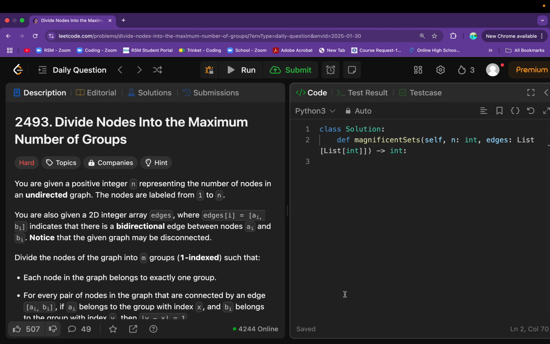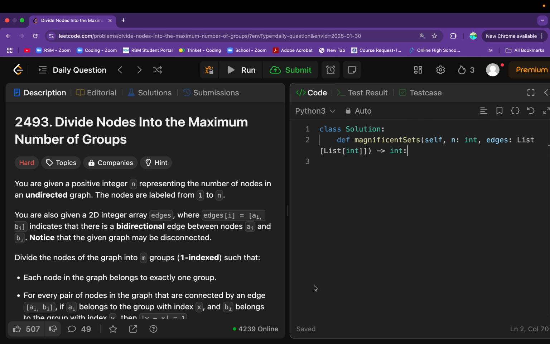We're also given a 2D integer array edges, where edges[i] represents a bidirectional edge between the nodes a_i and b_i. And notice that the given graph may actually be disconnected. That means we don't necessarily need to have n minus 1 edges. It doesn't need to be a fully connected tree. It can be a disconnected graph.